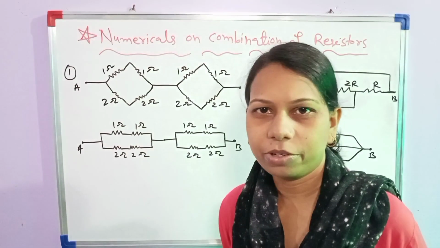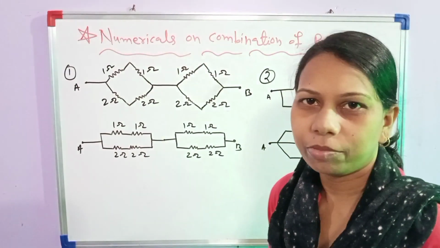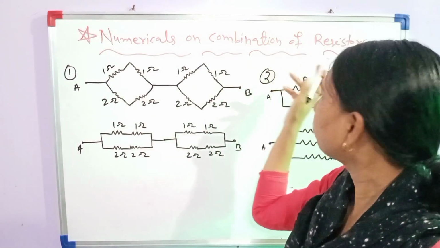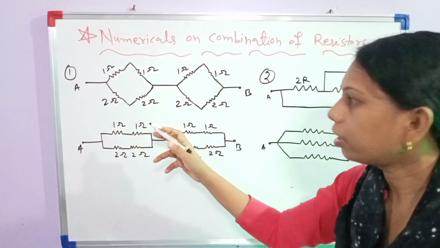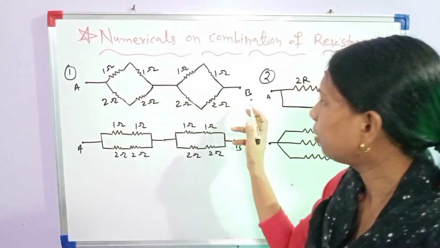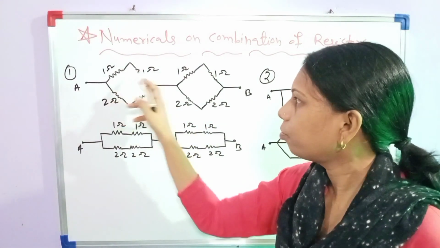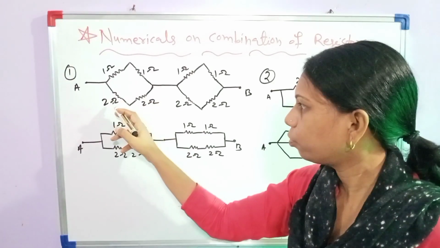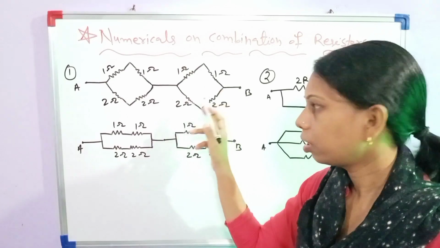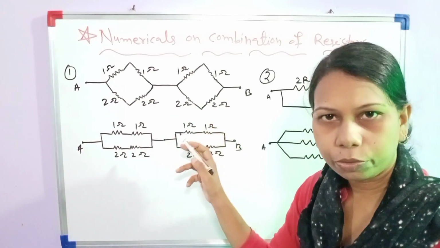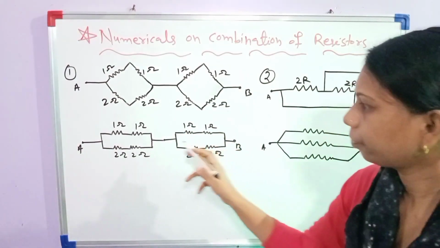Hello students, today we will discuss some numericals on combination of resistors. Question number 1: find the equivalent resistance between A and B. Here 1 ohm, 1 ohm, here 2 ohm and 2 ohm, again 1 ohm, 1 ohm and 2 ohm, 2 ohm. First we will draw the equivalent circuit.